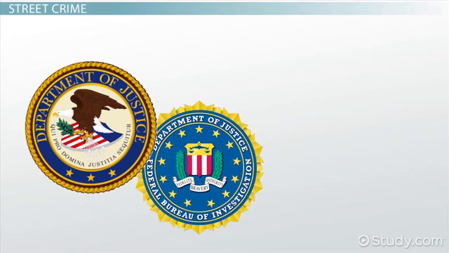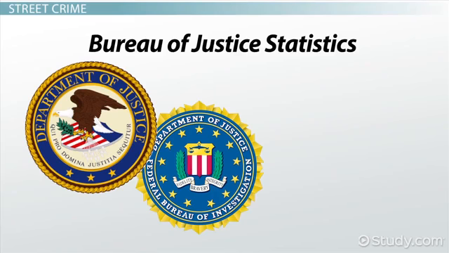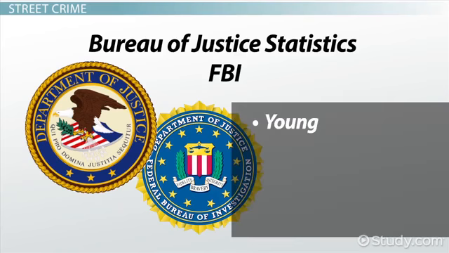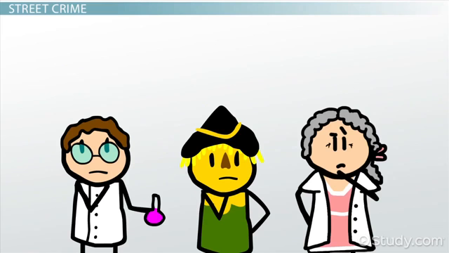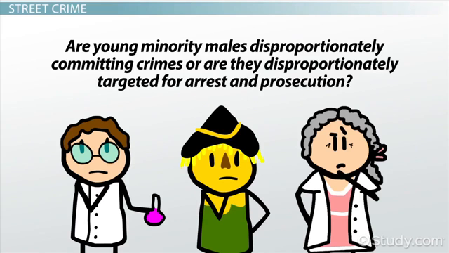Statistics kept through the Bureau of Justice Statistics and the FBI show that most street criminals are young, urban, underprivileged, racial minorities, and male. But sociologists struggle with these demographics. Some wonder, are young minority males disproportionately committing crimes, or are they disproportionately targeted for arrest and prosecution?